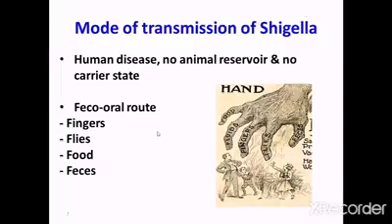Modes of transmission of Shigella. Again, it is spread through the fecal-oral route, and we have discussed the fecal-oral route involves fingers, flies, food, and feces. Unlike Salmonella typhi and Salmonella paratyphi A, B, C, there is no carrier state. Unlike Salmonella enteritidis and typhimurium species, there is no animal reservoir, so just humans are the reservoir in case of Shigella. And please remember, this disease is common in children less than 10 years of age. The outbreak is common in nurseries and mental hospitals.